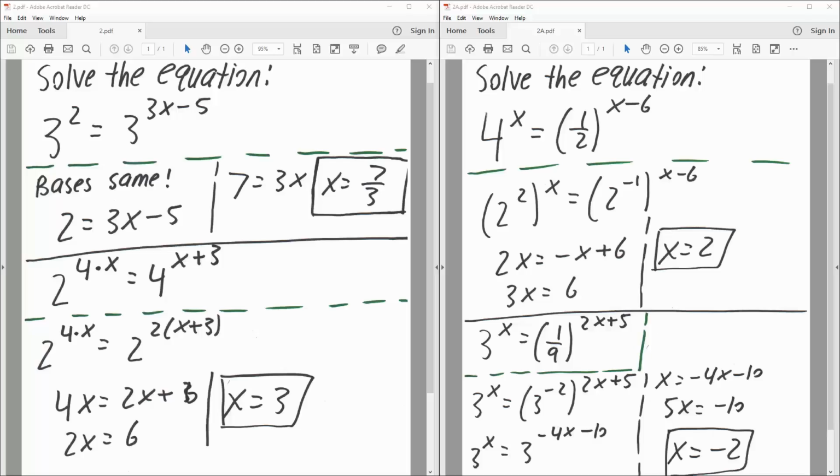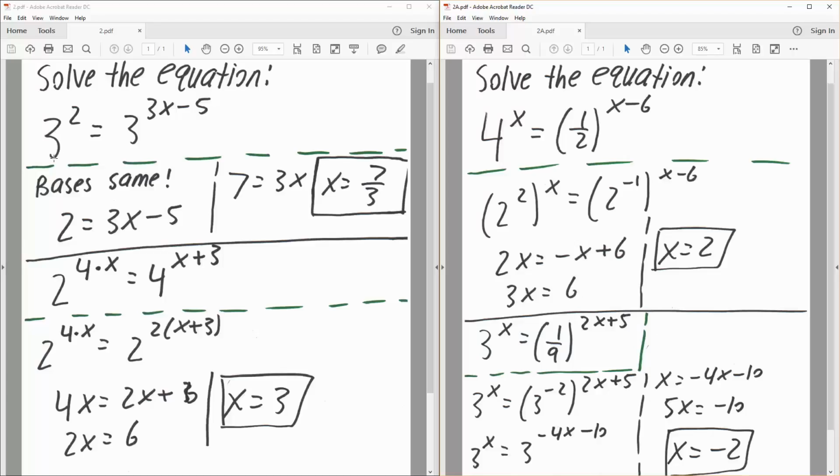In this video, we will be solving exponential equations, and we will solve 4 problems. This is the first problem, the second problem, the third problem, and the fourth problem. And in all 4 of these questions, we are solving for x.